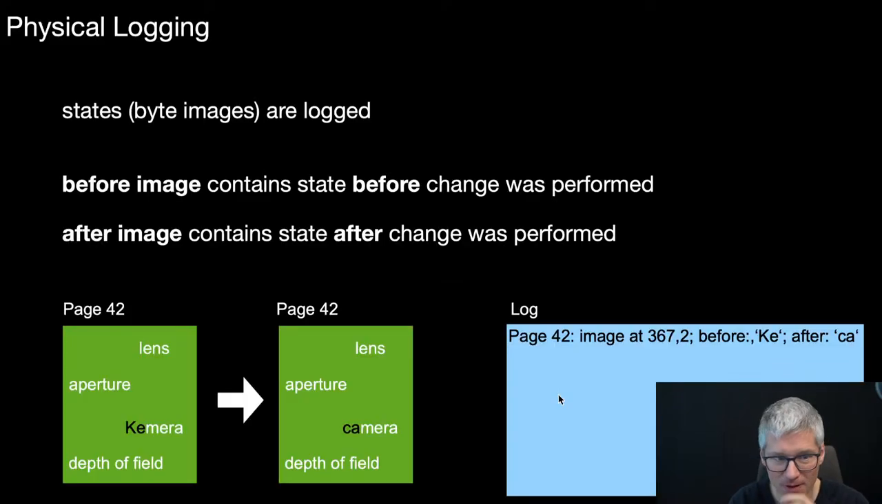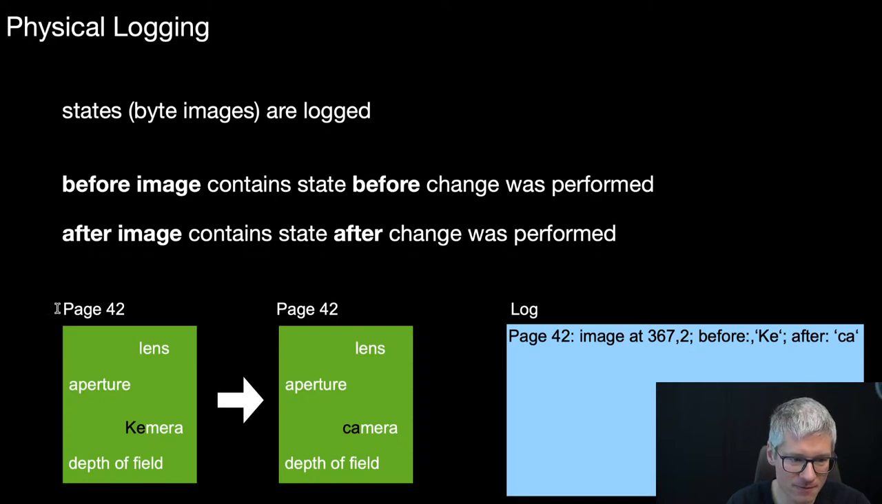Okay. So we will look now into different types of logging. There are basically three different types. A little bit more, but in the general overview, there are three types. The first one is called physical logging. And what is that doing?